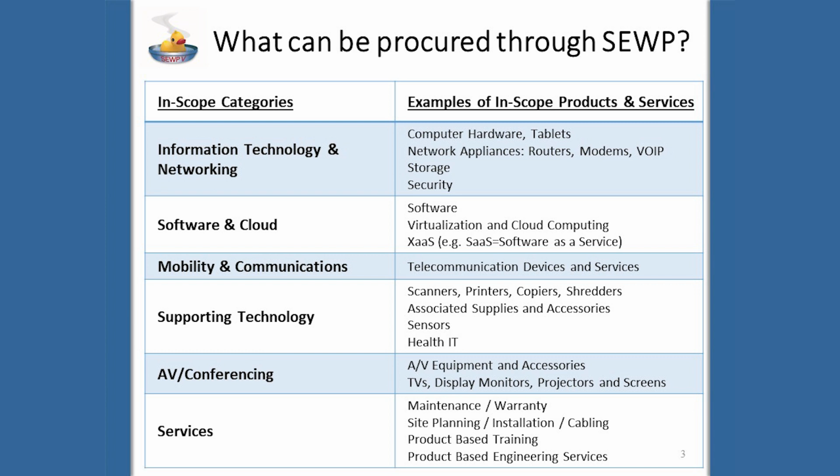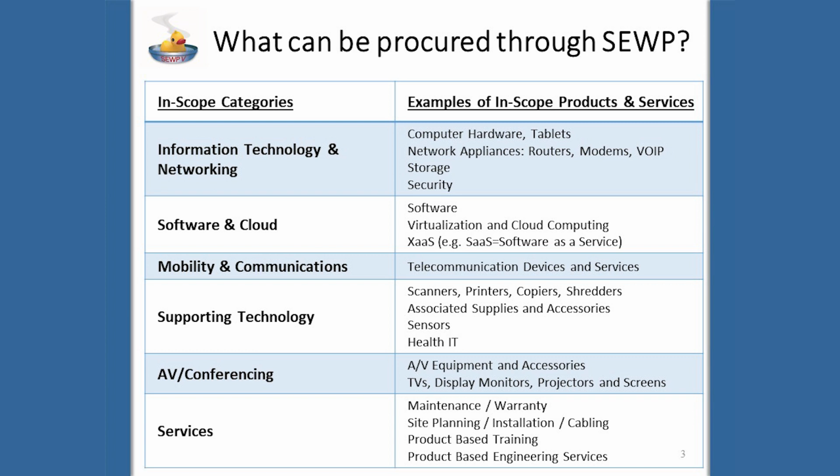We also have a full suite of supporting technology. This includes scanners, printers, copiers, and shredders. And it includes both shredders that you can purchase and shredders as a service that you could purchase to have sent out to shred your used equipment. It also includes all the supplies and accessories, including toner and even paper. Under supporting technology, we also include sensors. These are devices that have a data input that go into a device such as an IT system.